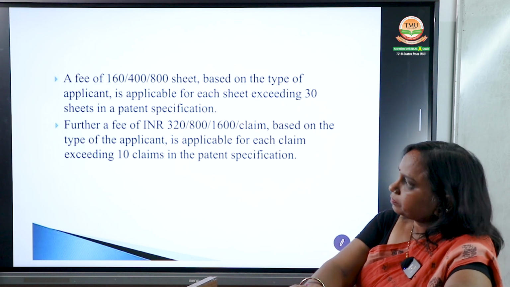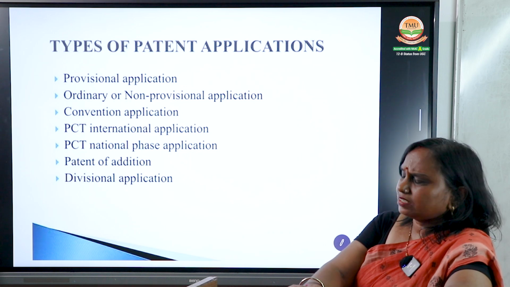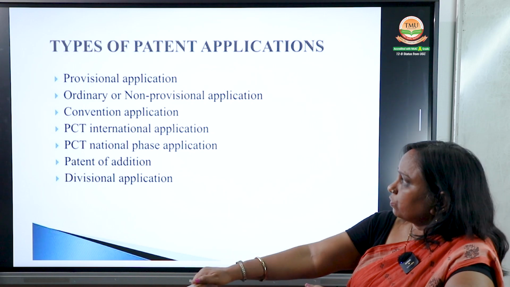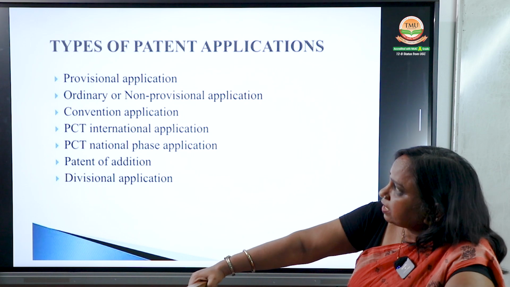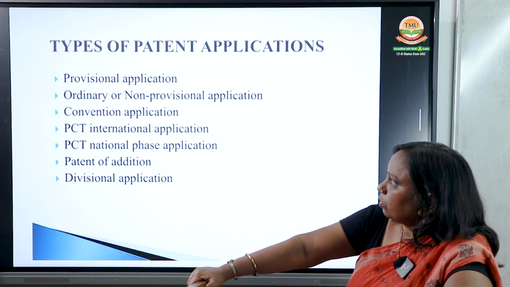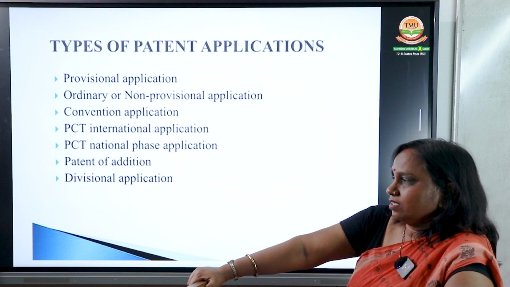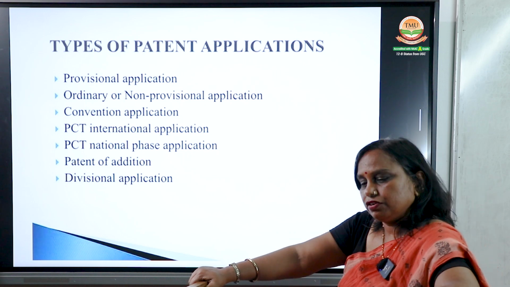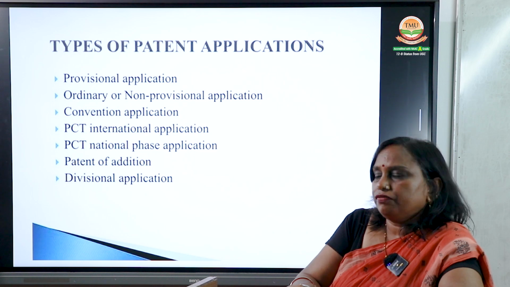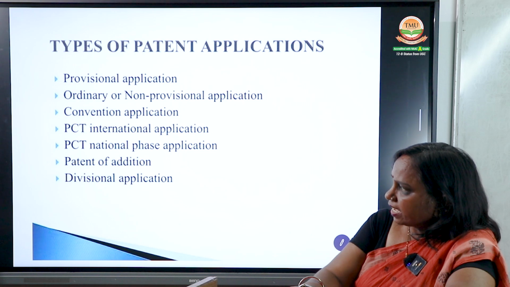So as per the claims also, as the number of claims goes on increasing, the charges are also higher. So friends, this we have discussed yesterday. On the basis of application, there are different types of patent applications, that is provisional application, ordinary or non-provisional application, convention application, PCT international application, PCT national phase application, patent of addition, and divisional patent. This we have discussed in yesterday's lecture, so I will not continue with all these slides.